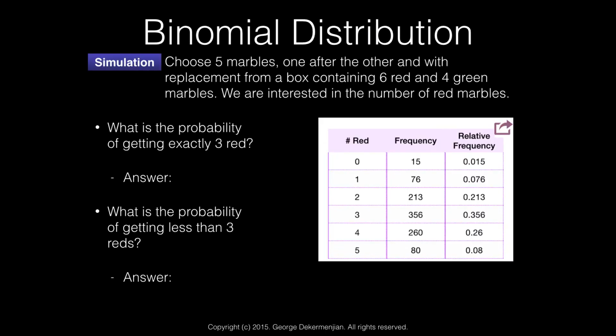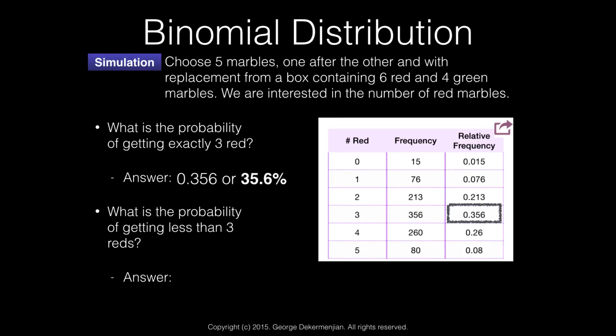We're going to use this table again to answer 2 probability questions. The first one says, what is the probability of getting exactly 3 red? And again, looking at the table, under 3 for number of red, we see that the relative frequency or the empirical probability is 0.356 or 35.6%.